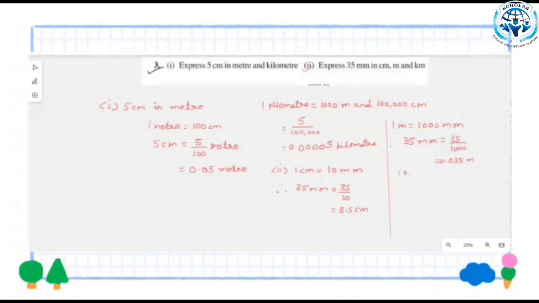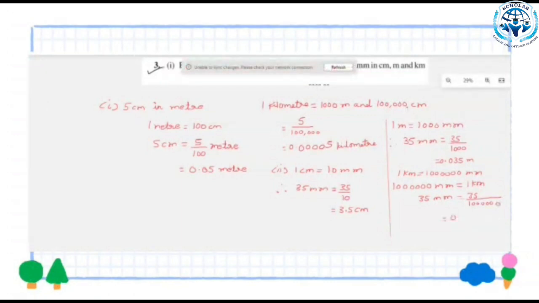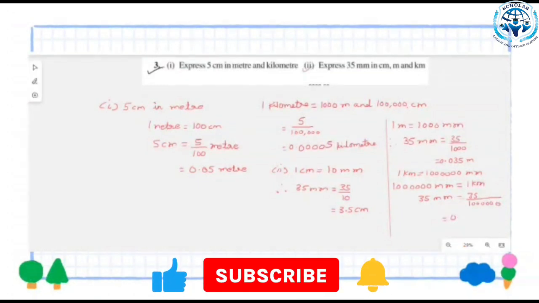Now 1 kilometer has 10 lakh millimeter. That means 6 zeros. So we will divide 35 by 10 lakh and we will put decimal depending upon the number of zeros in the denominator. That means 6 digits after the decimal. So final answer will be 0.000035 kilometer.